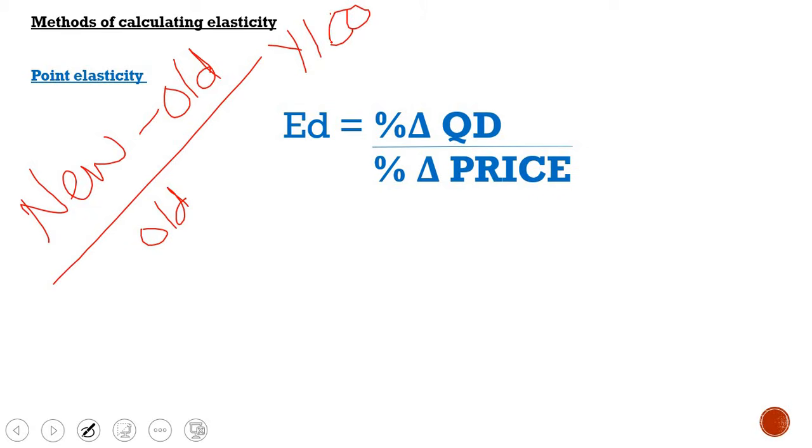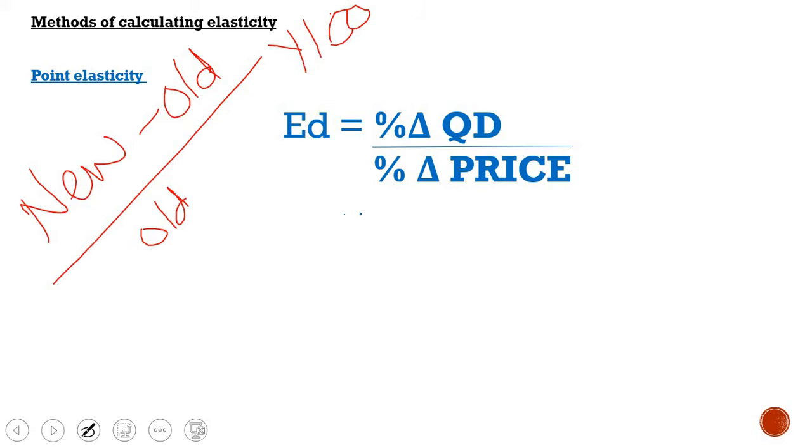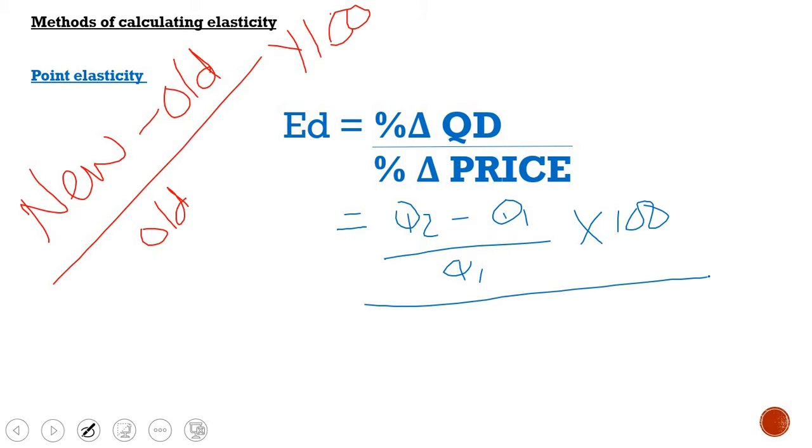Okay, so to calculate the percentage change in your quantity demanded, you're going to say your new quantity demanded minus your old quantity demanded over your old quantity demanded times 100, all over your percentage change in price. So new price minus your old price all over your old price times 100.